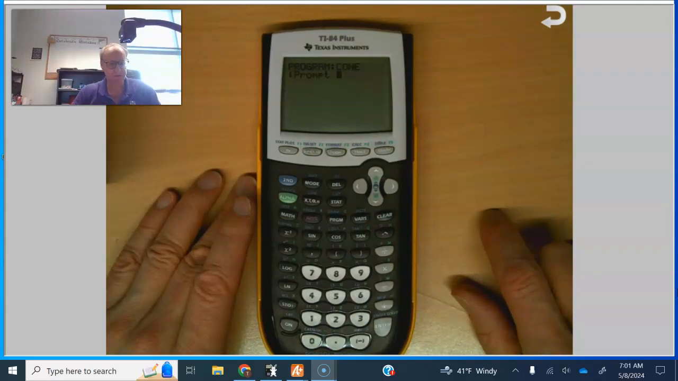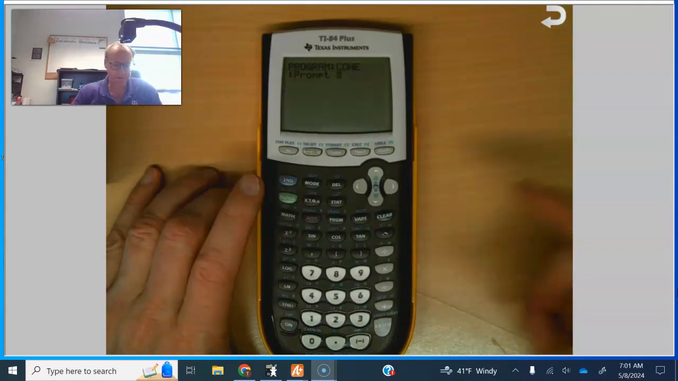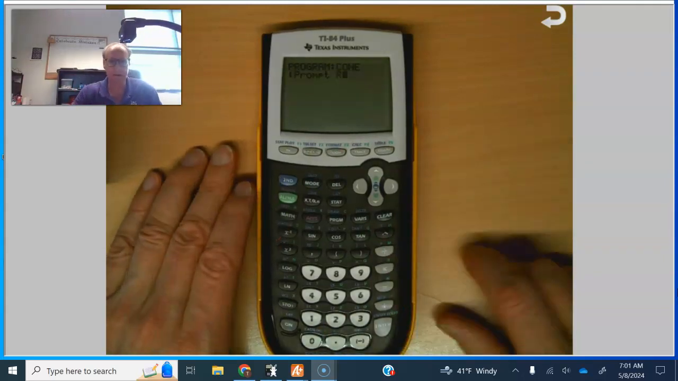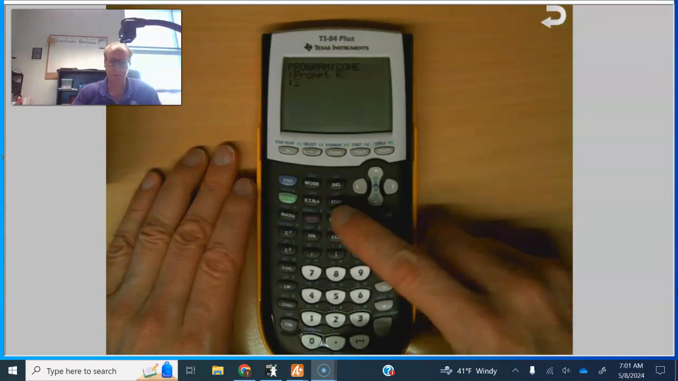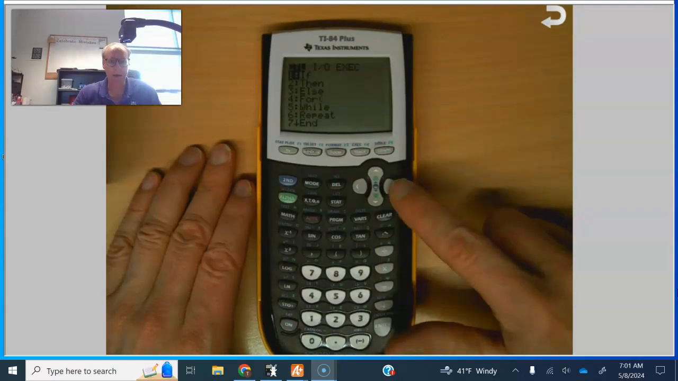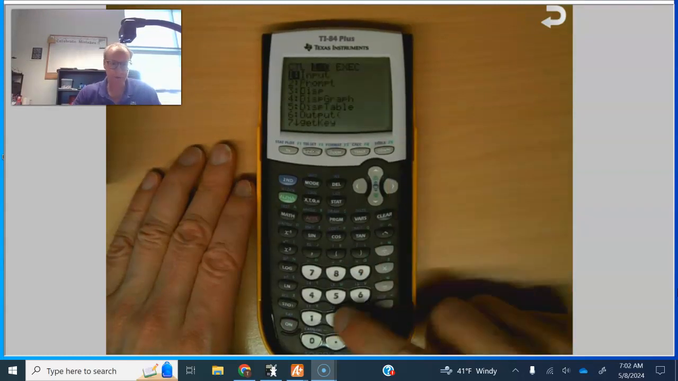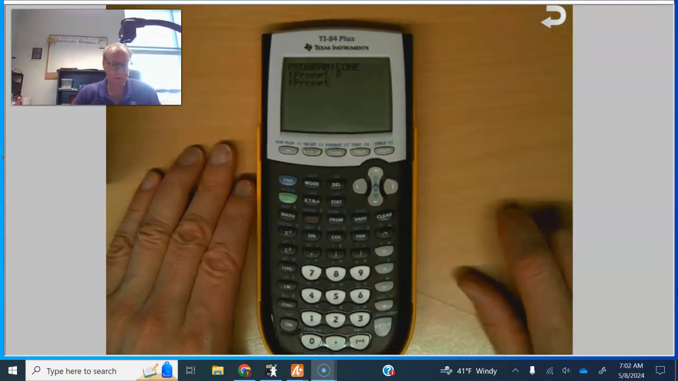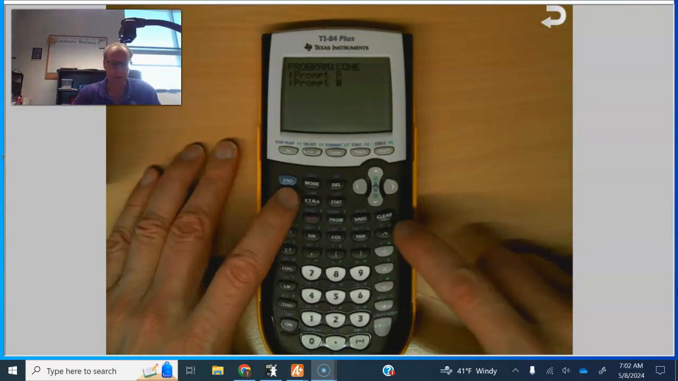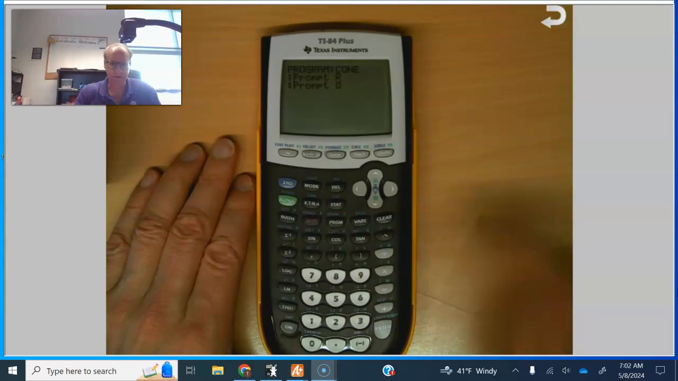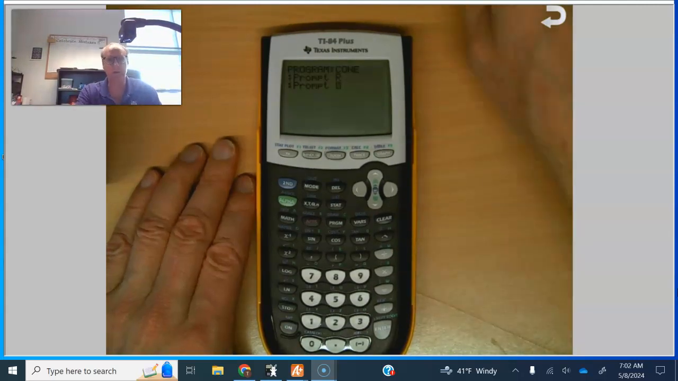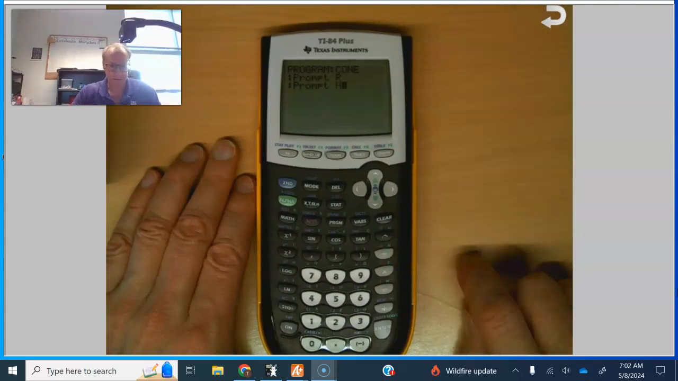Our first prompt is going to be for R. That's kind of the most important part of finding everything on a cone. And then we're also going to prompt, so I'm going to go program, I/O, prompt is number 2, and I'm also going to ask for H. So alpha, don't forget to press alpha to indicate, and notice that it has a little A inside of the cursor, H. That's going to ask for the height.